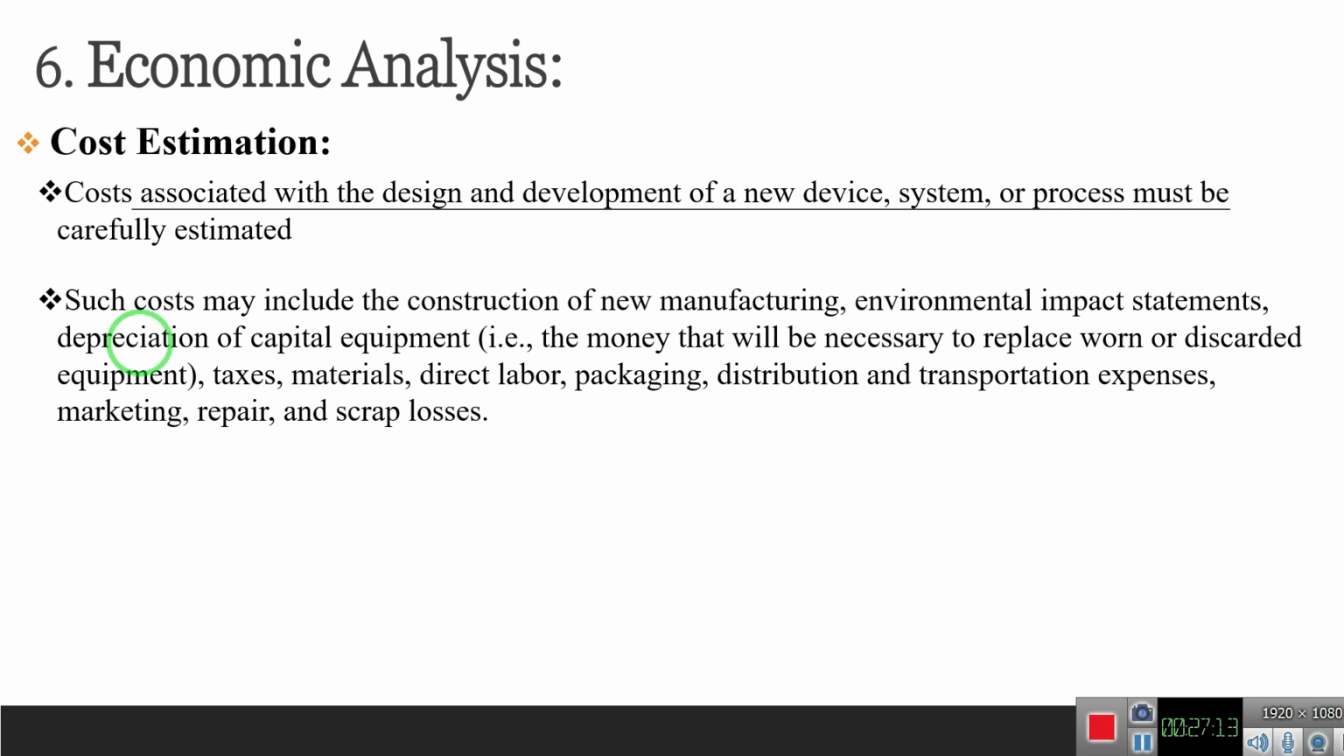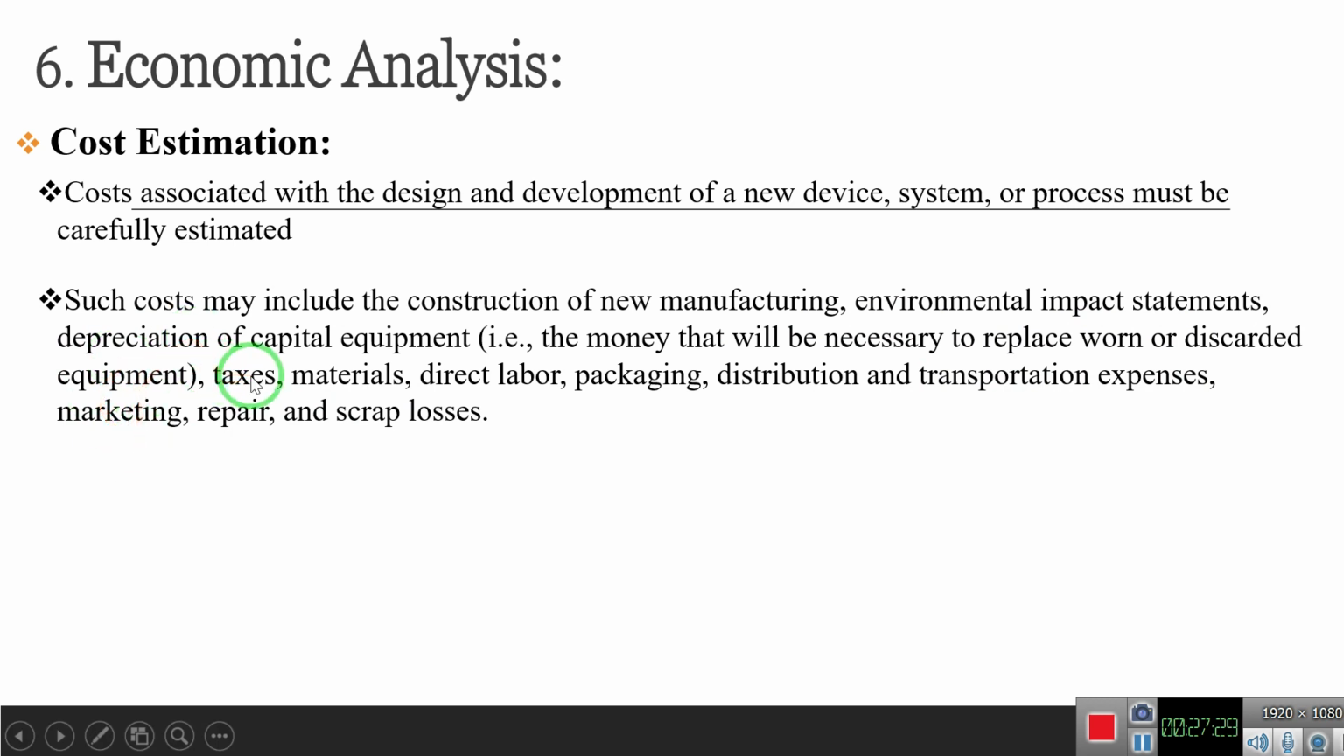Like your car, once you purchase the car, after 5 years you will sell it. Are you getting the same amount? No, right? You have to sell for a smaller, lesser amount. So what is the depreciation? The difference between these two is called depreciation.